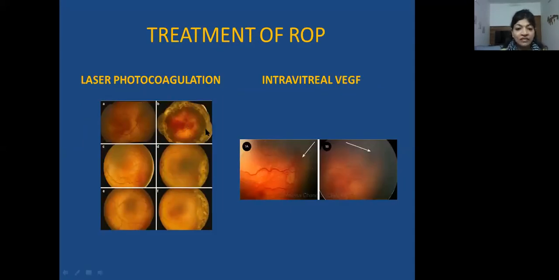One is you can give laser photocoagulation to the avascular retina. The second option is you give intravitreal anti-VEGF. VEGF is actually vascular endothelial growth factor. So if you give anti-VEGFs, it typically inhibits the proliferation of these blood vessels and that will cause the ROP stage to regress. So once you treat a patient for ROP, they are still not out of the woods.